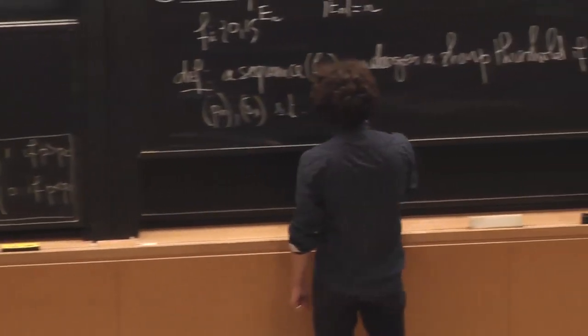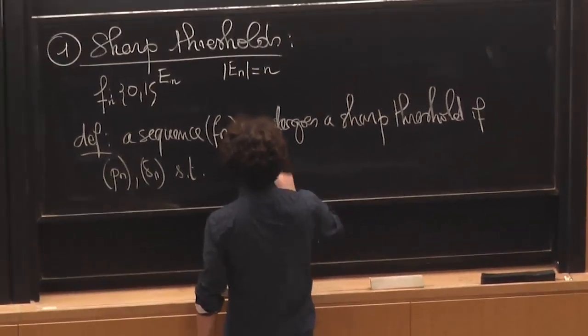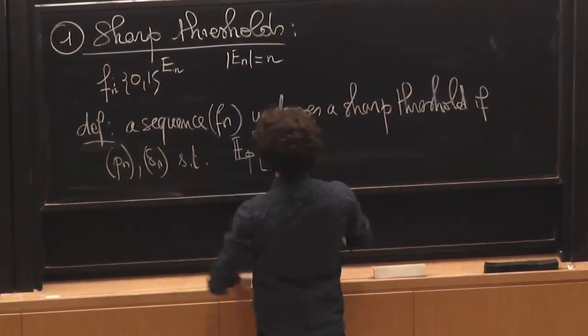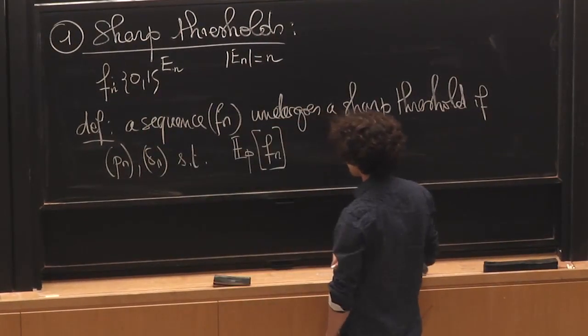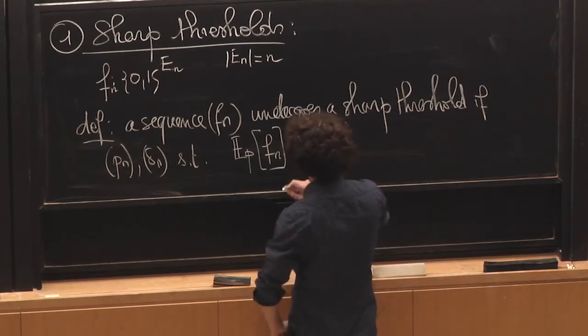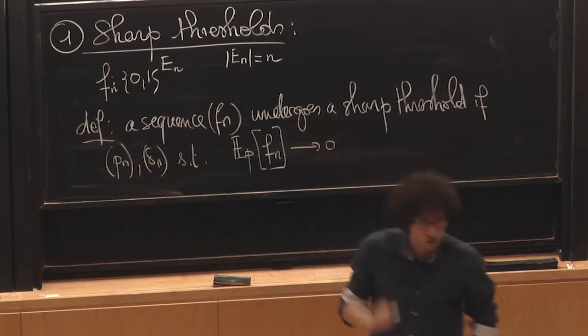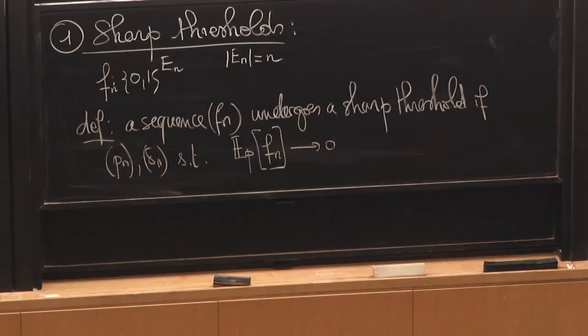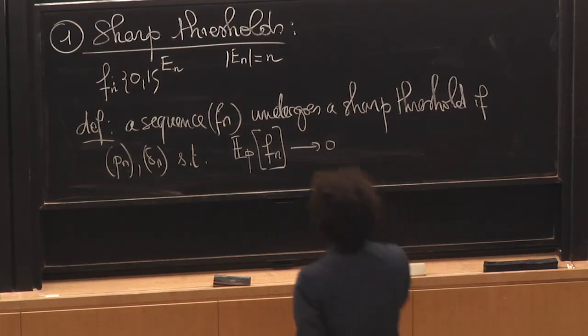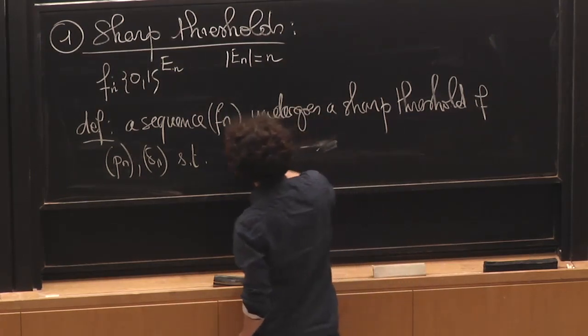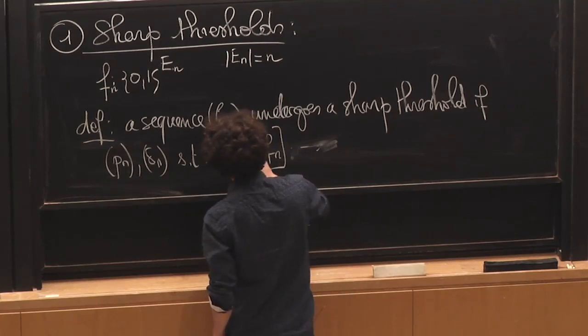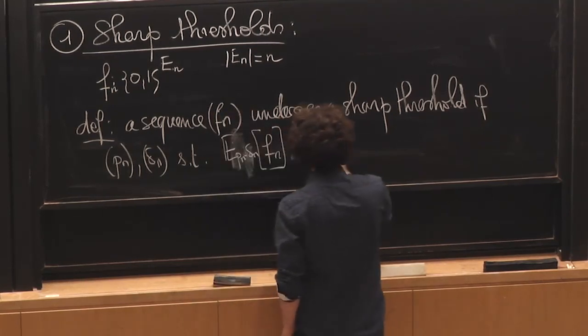So here, I'm going to ask that the expectation of my function f_n at p_n minus delta_n is tending to zero.